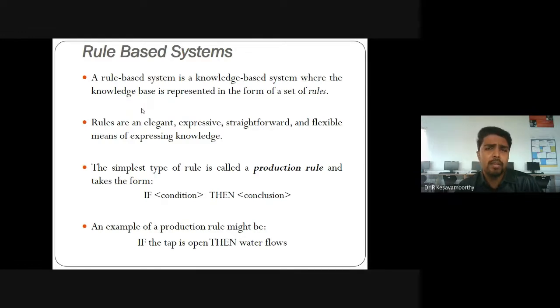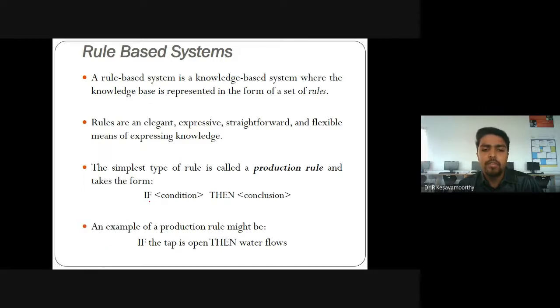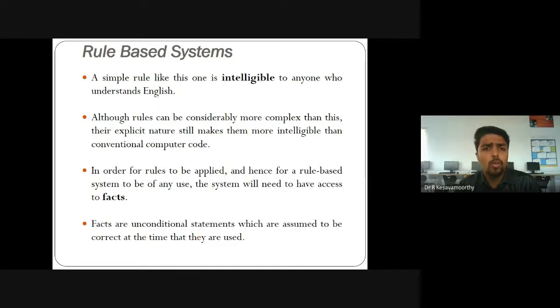Let me give you an example. One simple production rule will be always in the form of, if condition, if it is condition is true, then conclusion. You can see here, if condition, then conclusion. One example also I have given here. What is that? If the tap is open, then water flows. If condition, then conclusion. One simple example of a rule.